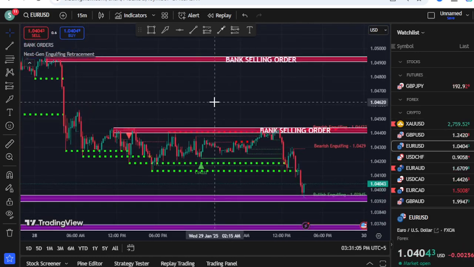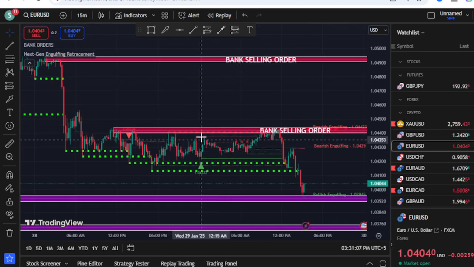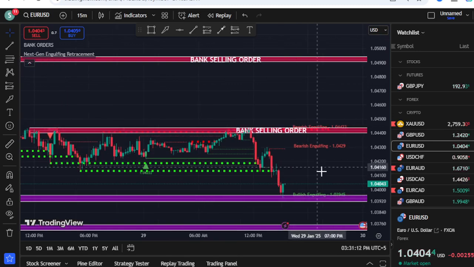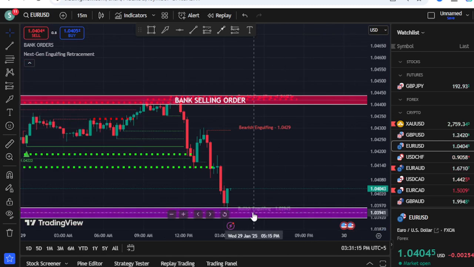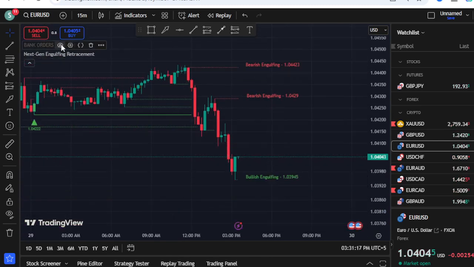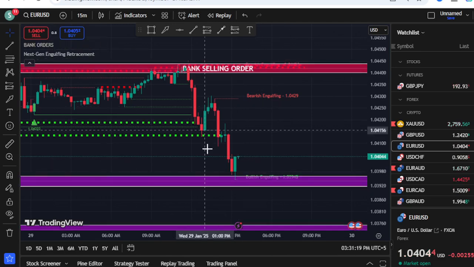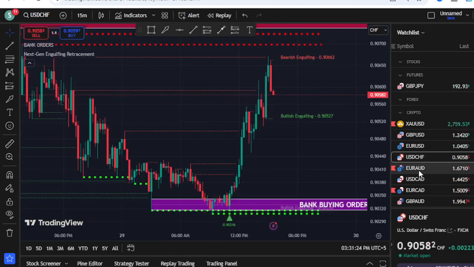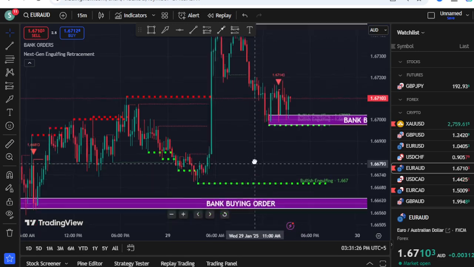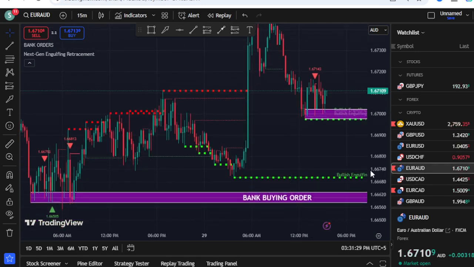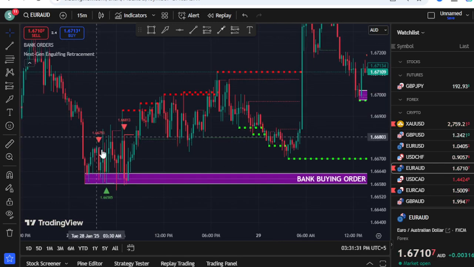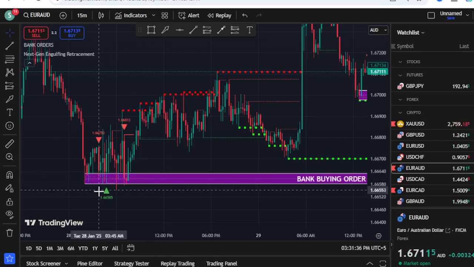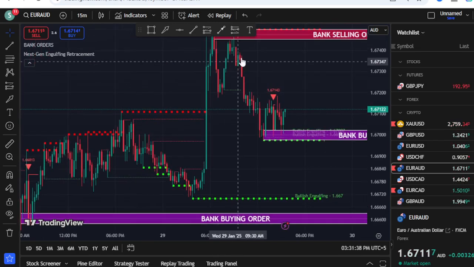If we go to Euro USD, the price is rejected from the bank selling order, so no need to carry the bullish retracement. Now just look at this one. There is a bullish retracement. If I hide the bank order indicator, you can see there is a bullish retracement exactly from the bank buying order. Now we can definitely pick that one. This is how we use our indicators and compare them. The bearish retracement we will not pick, because we are at the bank buying order, and we pick the bullish one, and you can see how well the price moved up.